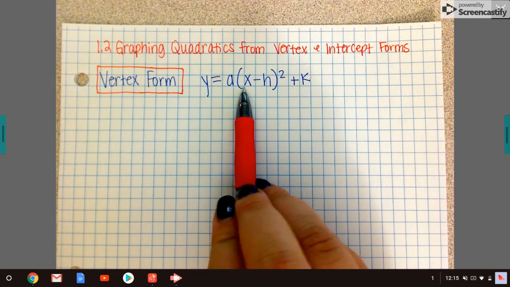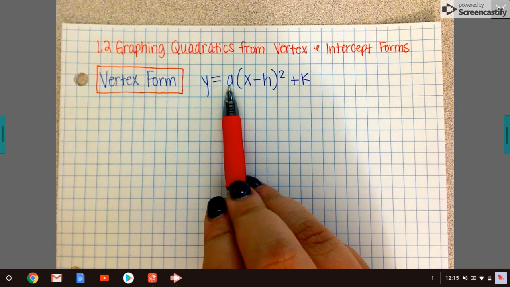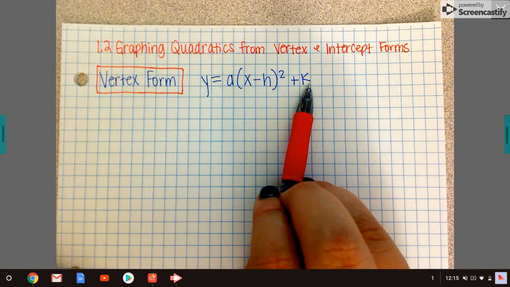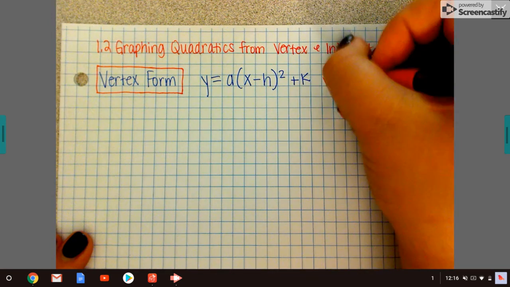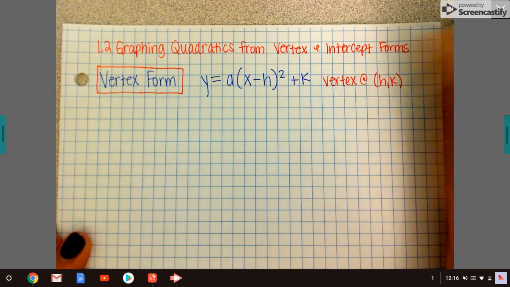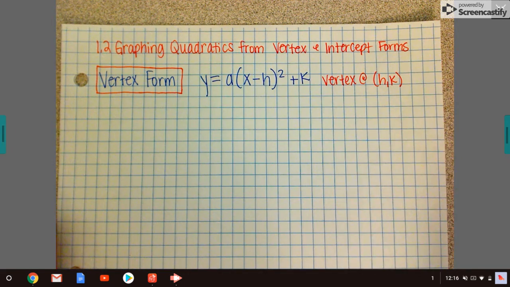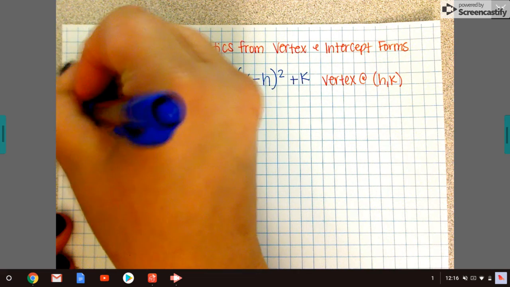That A is the same A we used in standard form, where it tells us if it opens up or down and if it's narrow or wide. And then the h and the k are what we're used to. That is the vertex. So what's nice about vertex form is that we can see the vertex right from the equation. Before, we had to go find the vertex and then use a table to graph it, but we already have the vertex and it'll save us that step.